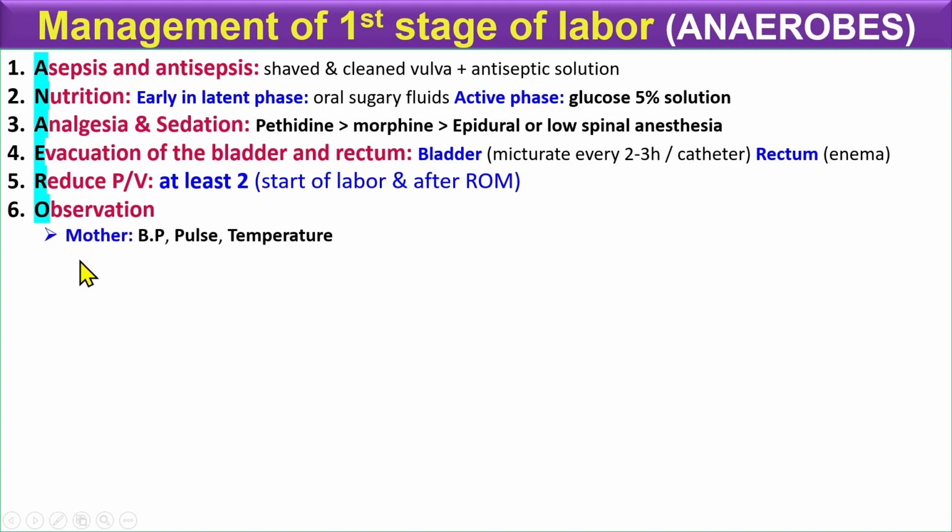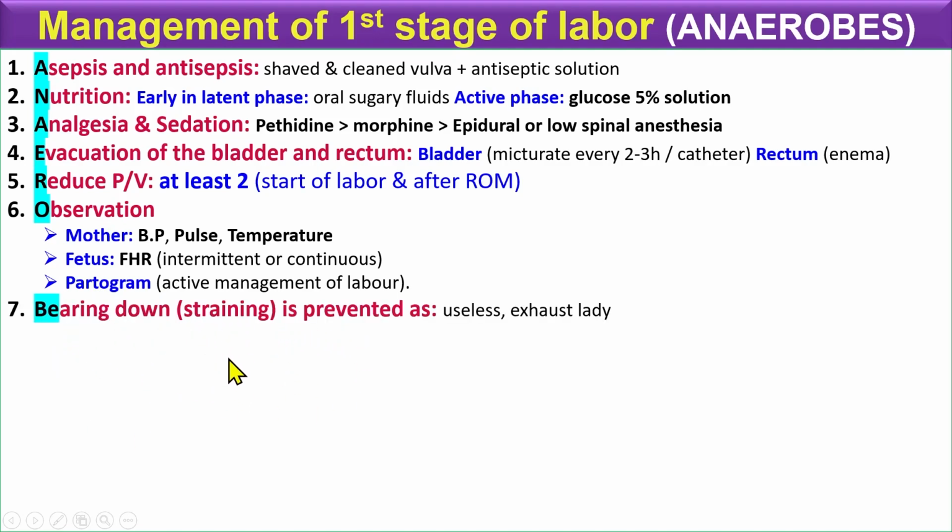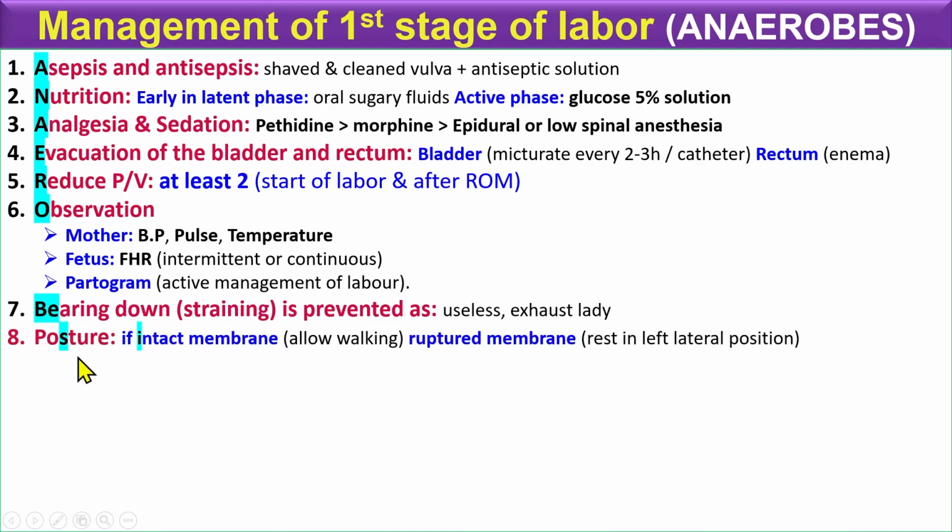And observation: mother observation for the blood pressure, pulse, and the temperature, and fetal heart rate, intermittent or continuous, and the partogram, which is the part of the active management of labor, okay. What about the bearing down or straining? So it should be prevented because it's useless and it exhausts the lady, okay. And the last S, which represents the position. So if the membranes are intact, allow walking; if the membranes are ruptured, rest in the left lateral position, okay. So this is the management of the first stage of labor.